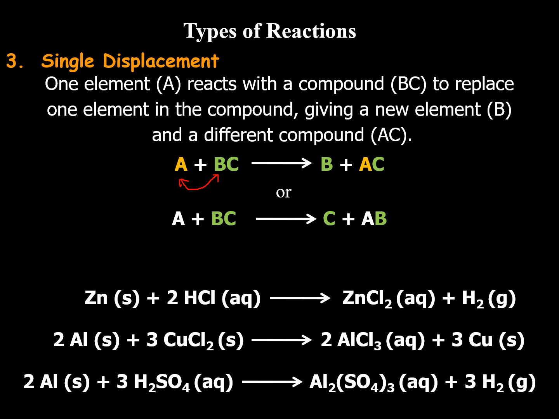So in our example below, we have here zinc plus hydrochloric acid gives us zinc chloride plus H2 gas. We have aluminum and copper switching places to give us aluminum chloride plus copper solid. And in this case, the aluminum and the hydrogen in sulfuric acid switch places to give us aluminum sulfate and H2 gas.